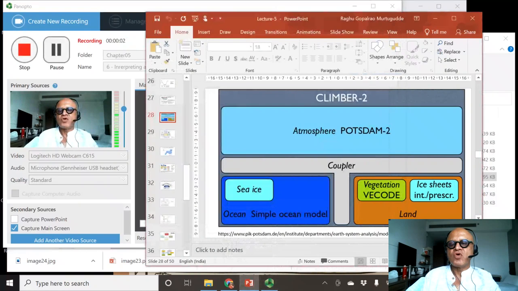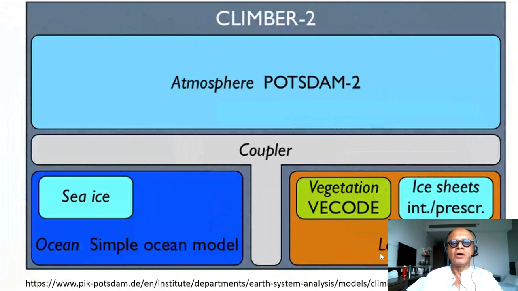Let's speak a little bit more into one or two intermediate Earth system models, EMICs. So Climber 2 is one popular one from Potsdam, which gets used for all kinds of integrated assessments and long-term model simulations. It has an atmosphere, Potsdam 2 model, with a coupler to sea ice, vegetation, and ice sheets, either prescribed or integrated, and a land model as well.